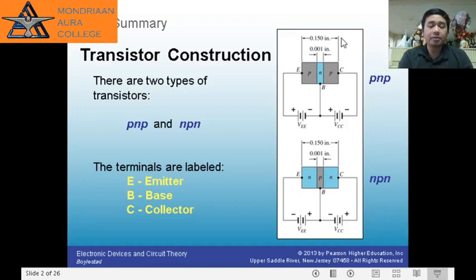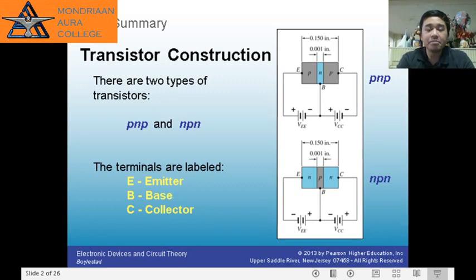Junction, meaning meron tayong metallurgic junction sa pagitan ng P-type at ng N-type semiconductor material natin. So sa pagitan nitong dalawang to, meron tayong metallurgic junction and we have the depletion region. Between these two, also, there exists a metallurgic junction and a depletion region. Kumbaga, yung metallurgic junction na yon, yun ang dugtungan ng P-type at ng N-type material natin, kagaya na lang ng ating semiconductor diode.